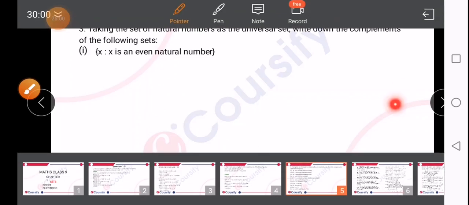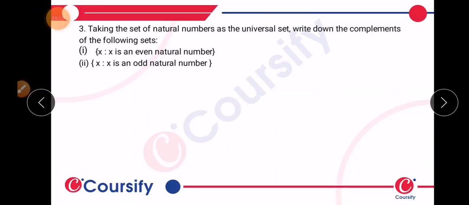Let's take a look at this next one. If X is an odd natural number, the same way that we did for an even natural number, the complement of an odd natural number will be an even natural number.